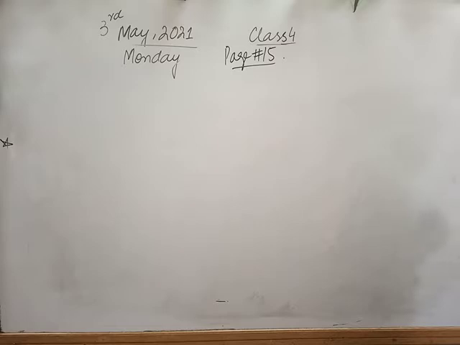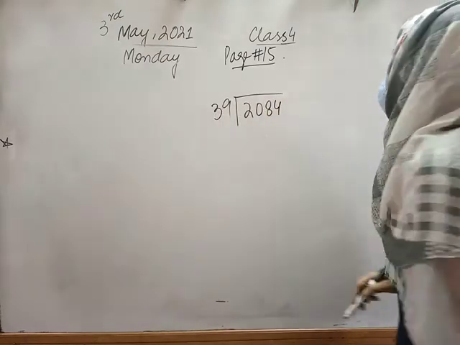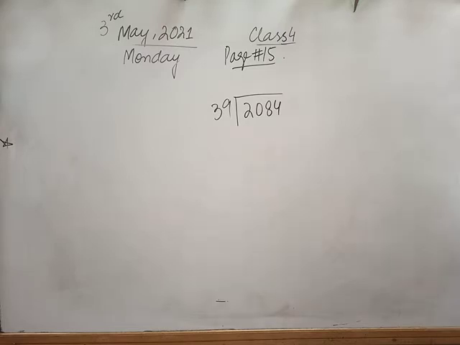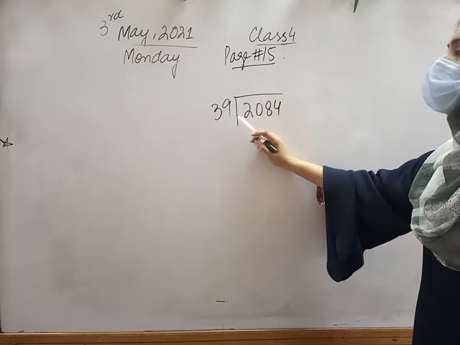And I have an example which is 2084. 2084 is the dividend and 39 is the divisor. Okay? So class, according to this, what would we do in the first step? Who will tell me? Very good. We will divide simply by 39.